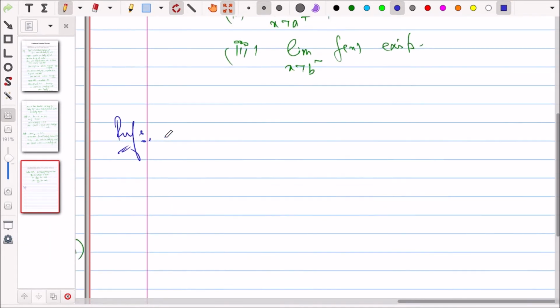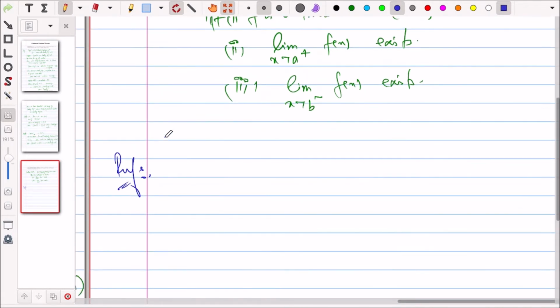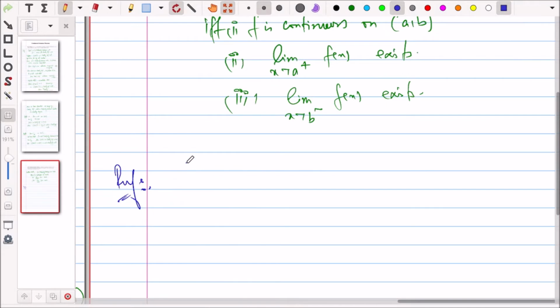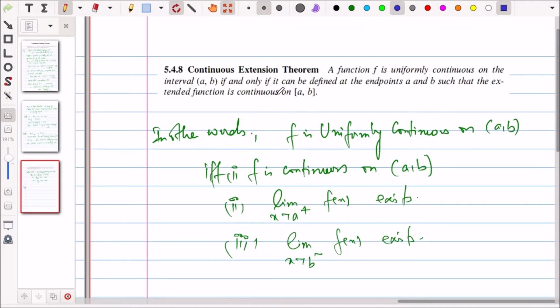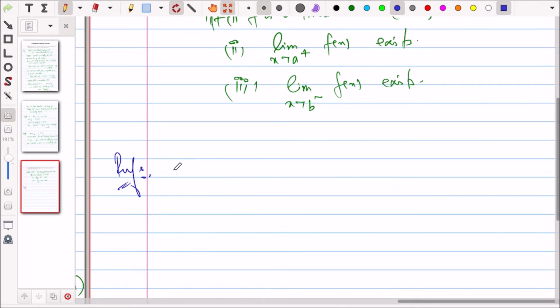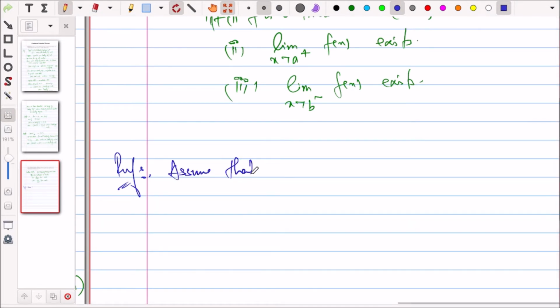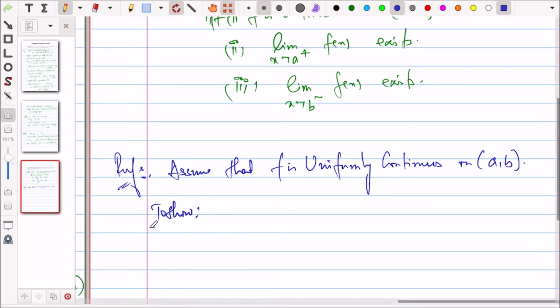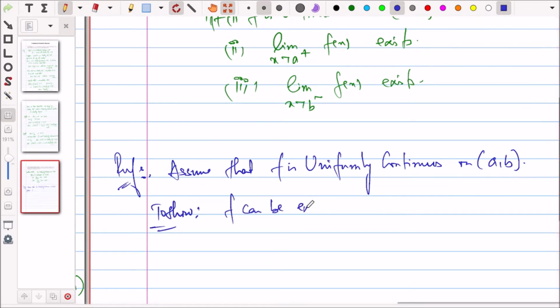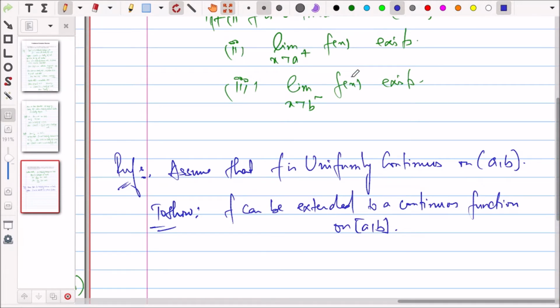So first we assume that f is uniformly continuous on the open interval (a, b), to show f can be extended to a continuous function on the closed interval [a, b]. So basically we have to show that these two limits exist.